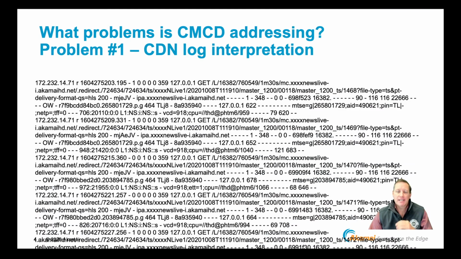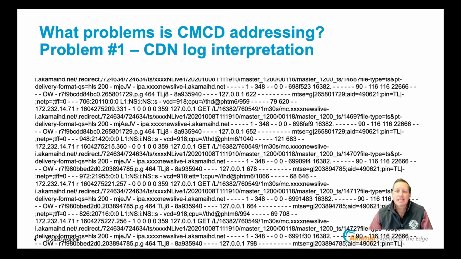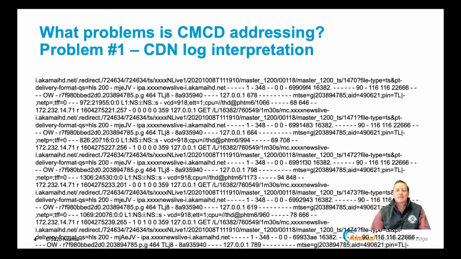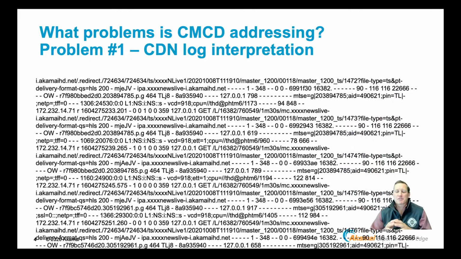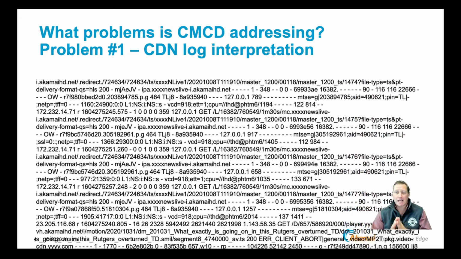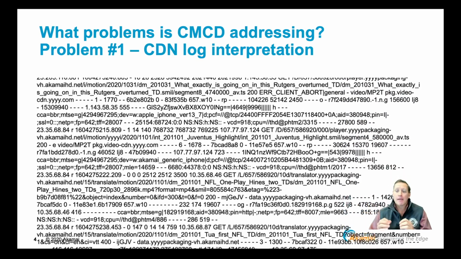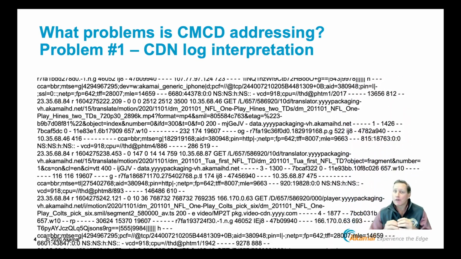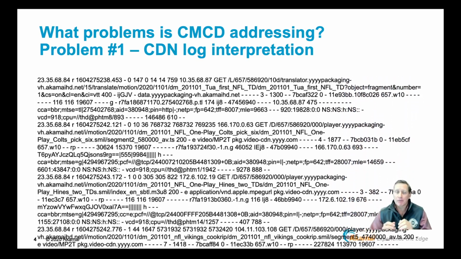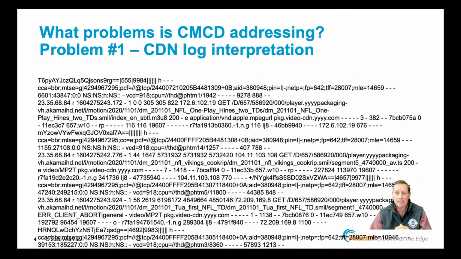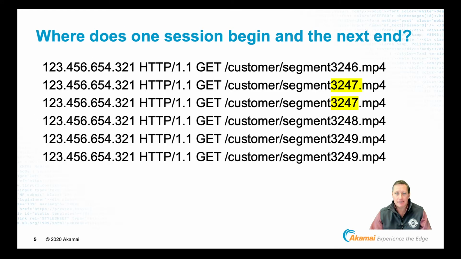But I want to start examining what problems CMCD is actually addressing. So let's look at this from the point of view of CDN logs. Here's an animation of some CDN logs. Now this is flowing too fast for you to read, but that's not the point. In fact, our logs come in at 66 million log lines per second. But they're all independent. We don't know if they're the same player or different players, or where one playback session begins and another playback session ends.